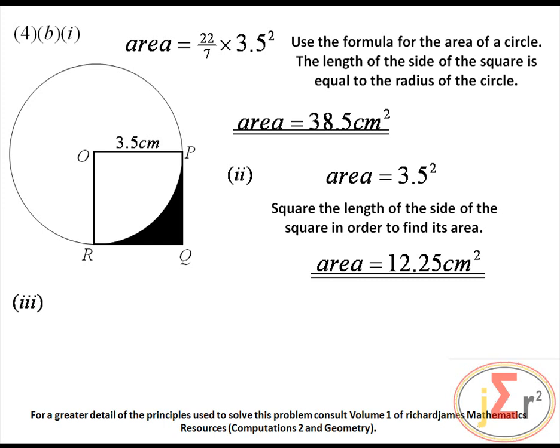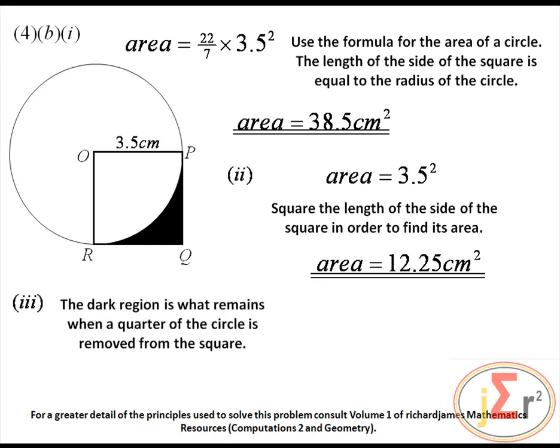Next, find the area of the shaded region. The dark region is what remains when a quarter of the circle is removed from the square. So notice that it's a quarter of the circle that is removed from the square. A quarter of the circle is taken out of the square, and that is how we arrive at that shaded region. So to find the area of that shaded region, we are going to take out a quarter of the area of the circle, and of course we have the area of the circle right there already.